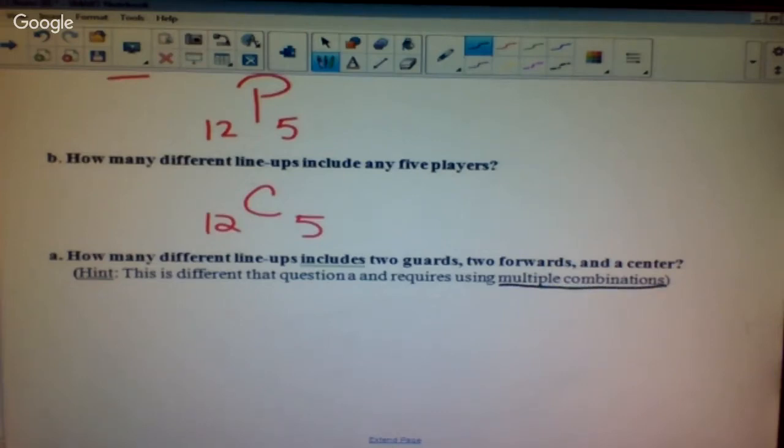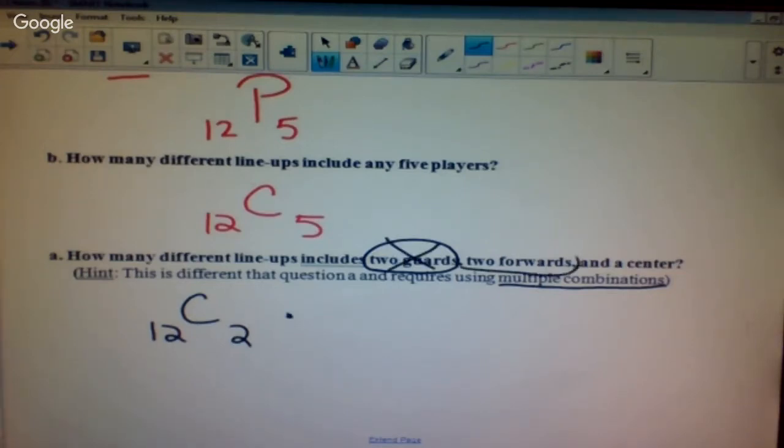It says multiple combinations. So there's gonna be 2 Cs. We're talking about guards, but we're not talking about a point guard and a shooting guard. We're just talking guards. So we take it one piece at a time. We've got 2 guards. How many people do I have to pick from? 12. And I want 2 guards. So how many people am I picking? 2. Okay, we've done that.